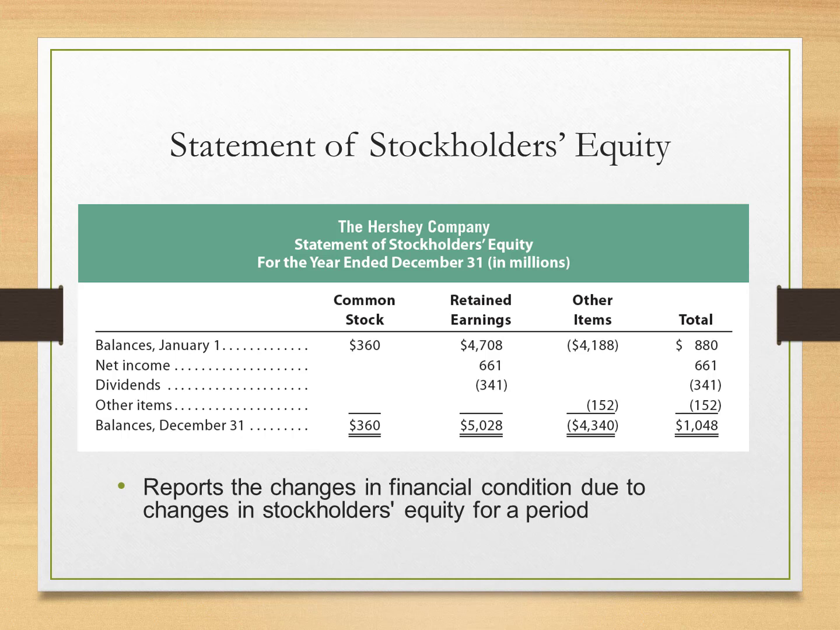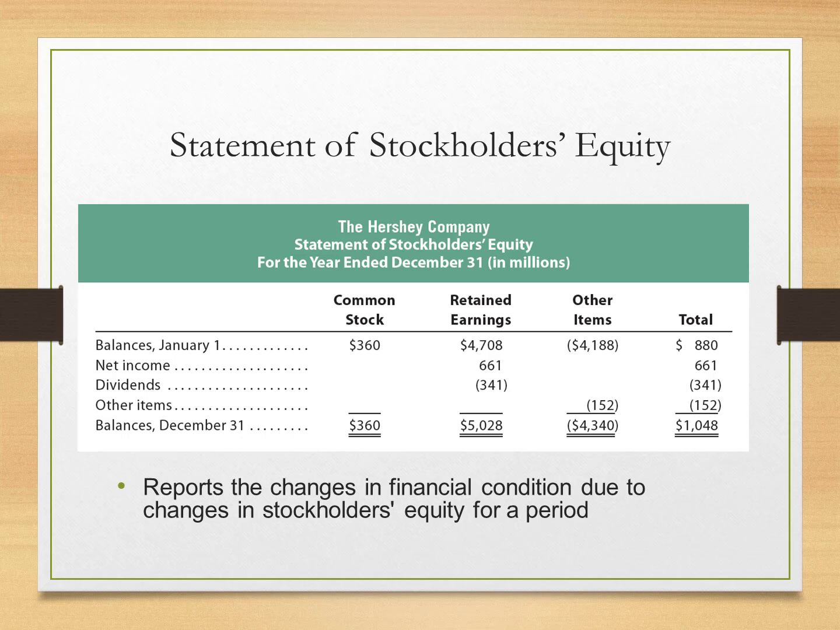Keep in mind that this represents the retained earnings of the organization since its inception. And again, what are retained earnings? Retained earnings represent net income minus dividends distributed. During this period, we have a net income of $661. That $661 came from the income statement.